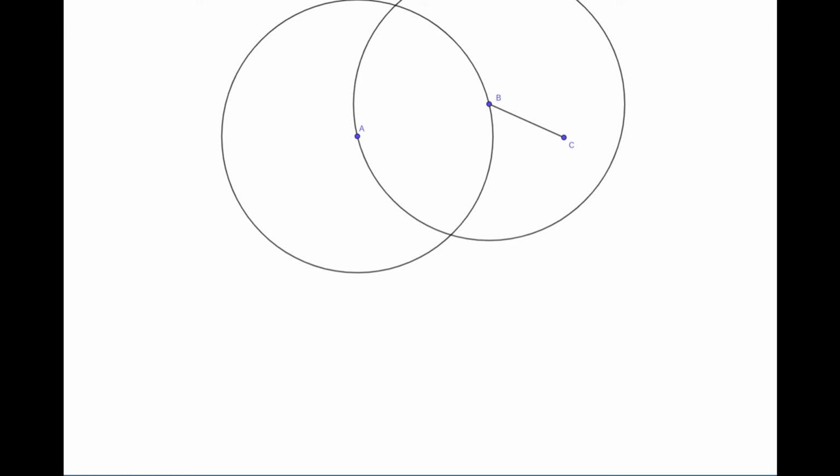Now, we did that by first drawing a circle centered at A and passing through B, and then we drew a circle centered at B and passing through A. The intersection point of one of those circles then gave us the third point of our triangle. And so this gave us an equilateral triangle, ABD.